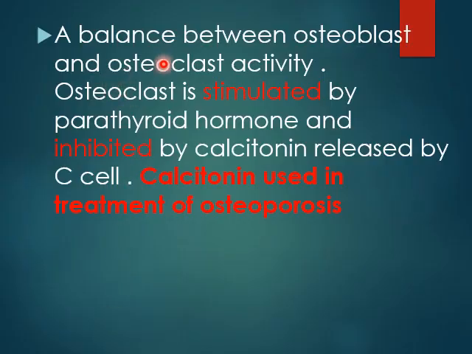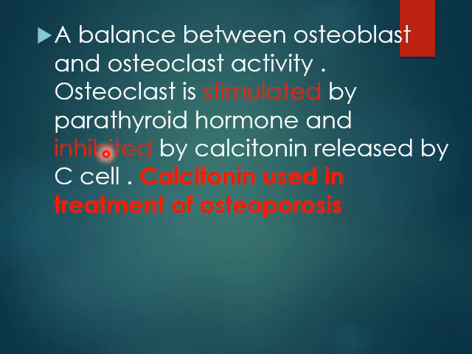There is a balance between the osteoblast and the osteoclast. The osteoclast is stimulated by the parathyroid hormone. The parathyroid hormone stimulates the action of the osteoclast. What is the action of the osteoclast? Bone resorption and release of calcium to the circulation. So it increases the blood calcium and decreases the calcium inside the bone.